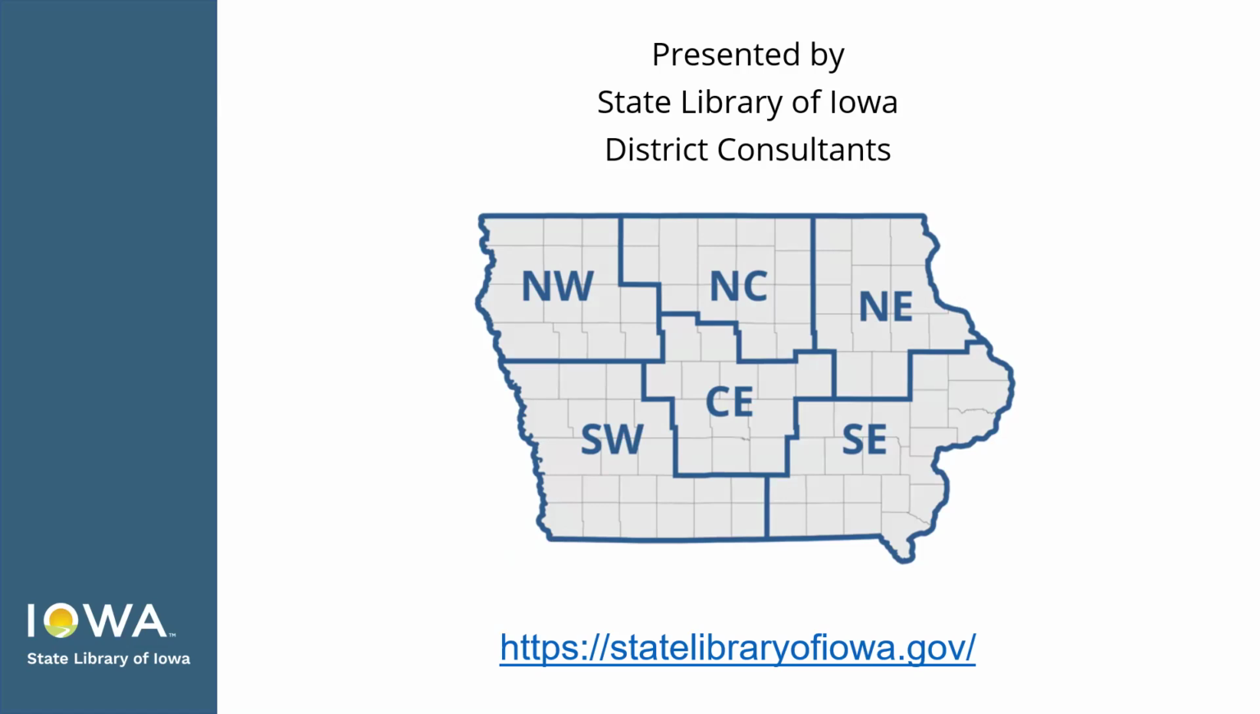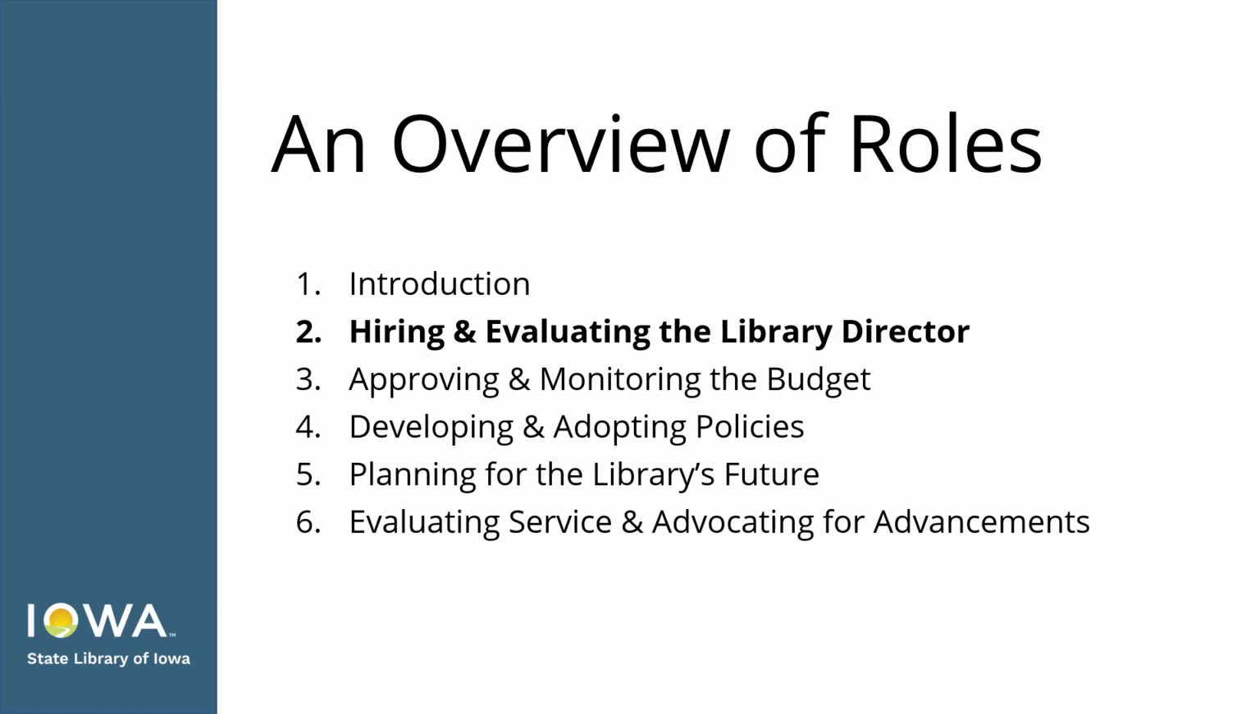In addition to our consultation services, the State Library of Iowa also has a Trustee's Handbook, which we encourage every trustee to read. You can find the handbook on the State Library's website at statelibraryofiowa.gov. In these videos, we will provide a quick look at each of the board's top 5 roles or responsibilities as explained in the Trustee's Handbook. In this session, we'll be looking at Part 2, Hiring and Evaluating the Director. You can find the remaining videos on the State Library's website.